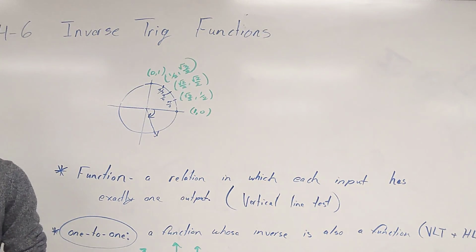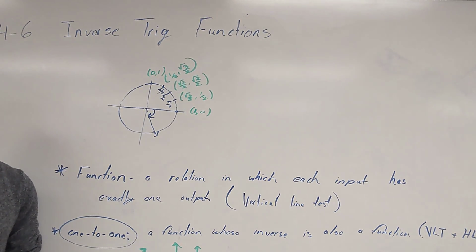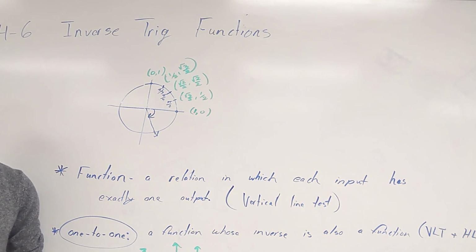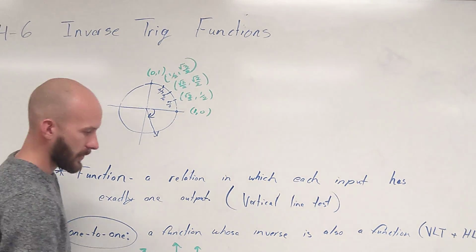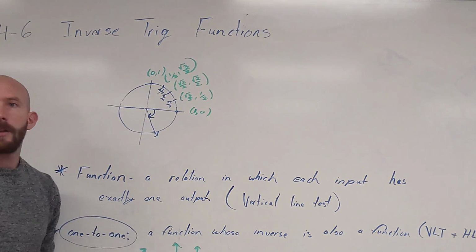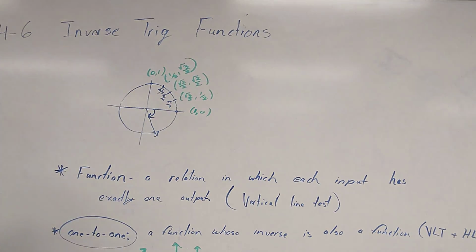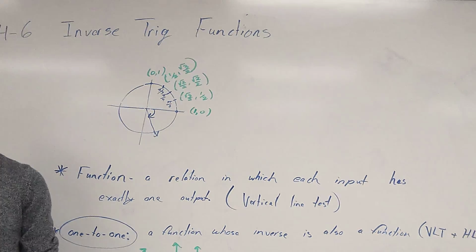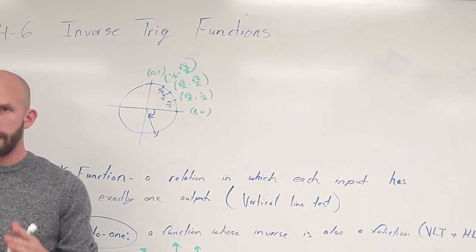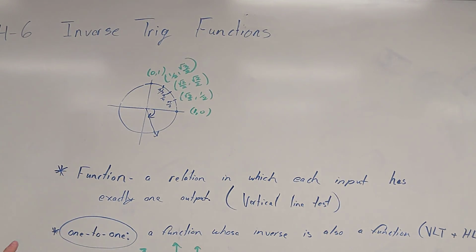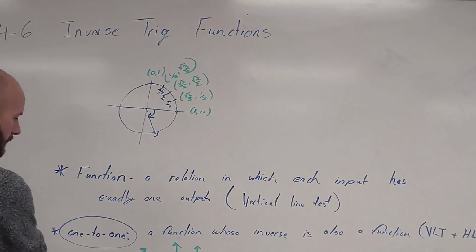So what about sine and cosine, where we had our wave? Is it a function? Yeah, it passes the vertical line test. Would its inverse be a function? No, because it would fail the horizontal line test. If I drew a horizontal line, it would hit two points. So the way it stands, the inverses of sine and cosine are not functions. I'll explain more about that.